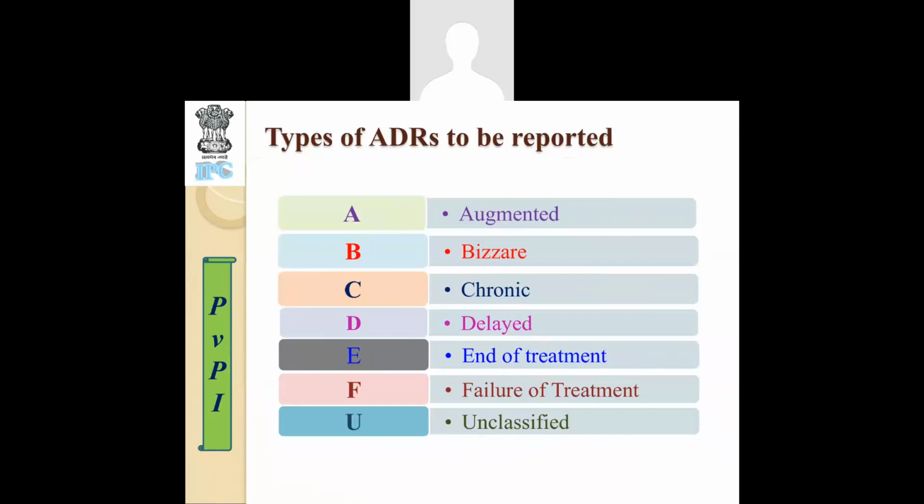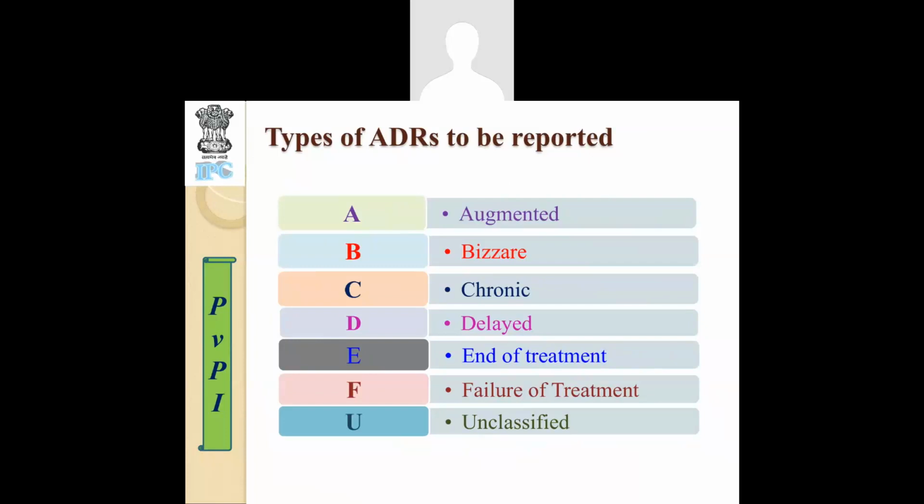Whereas type B is bizarre. Here it is not dose dependent. It depends upon the individual, or we can say all of a sudden the immune system reacts to a particular drug, and the patient may develop an adverse drug reaction, especially anaphylactic shock with antibiotics. For example, the ceftriaxone-induced cardiac arrest I told you about also comes under type B, bizarre.